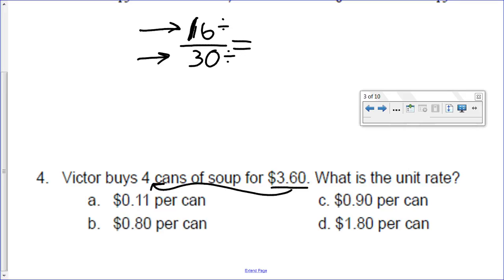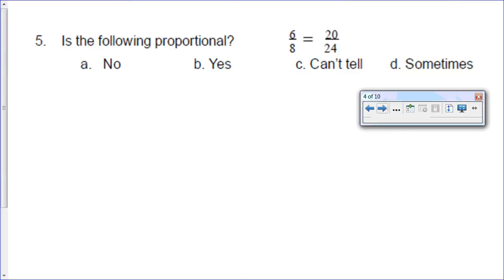If you are struggling with it, feel free to go ahead and raise your hand, and I will help you out with it. Okay, so number 5, is the following proportional? Well, first of all, what does proportional mean? If you got this one wrong, you may not know what proportional means.